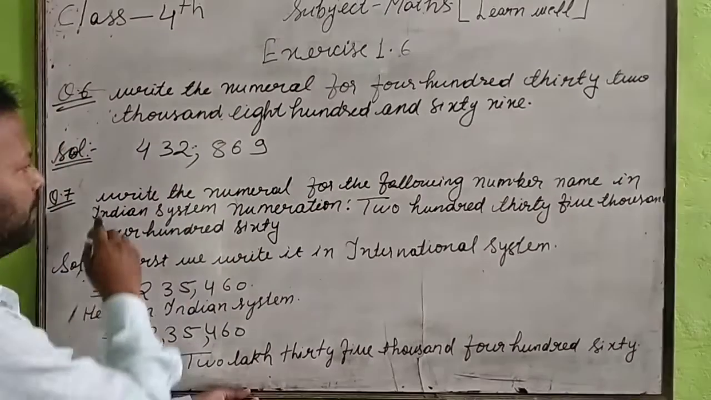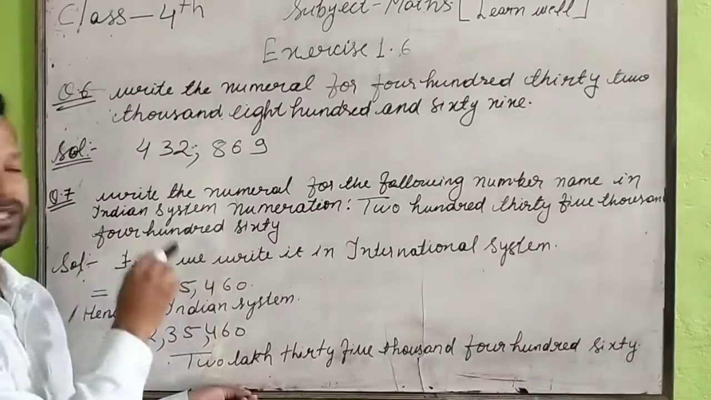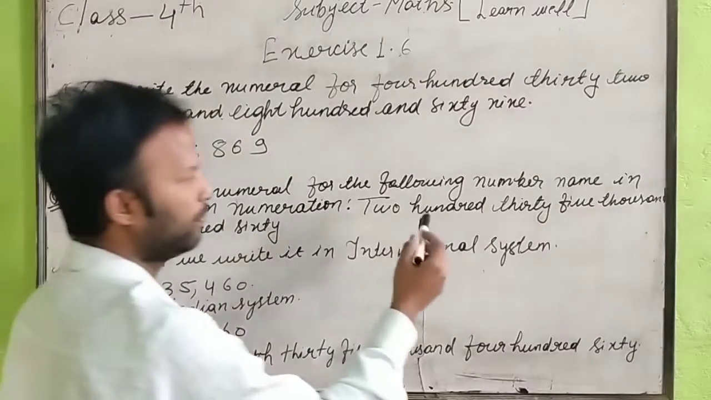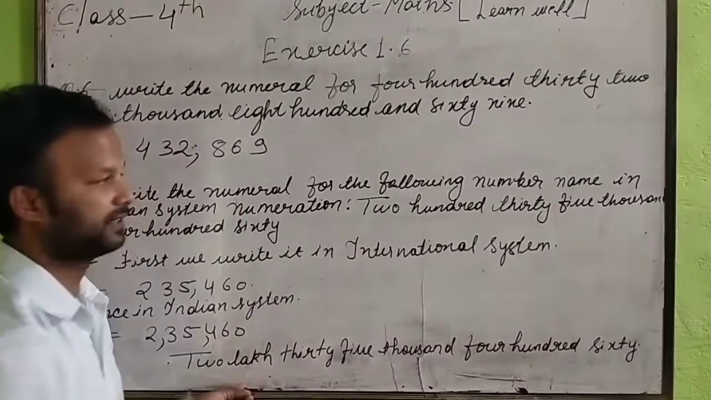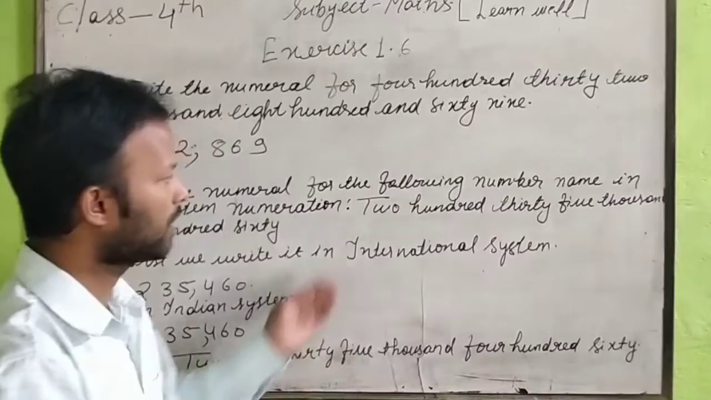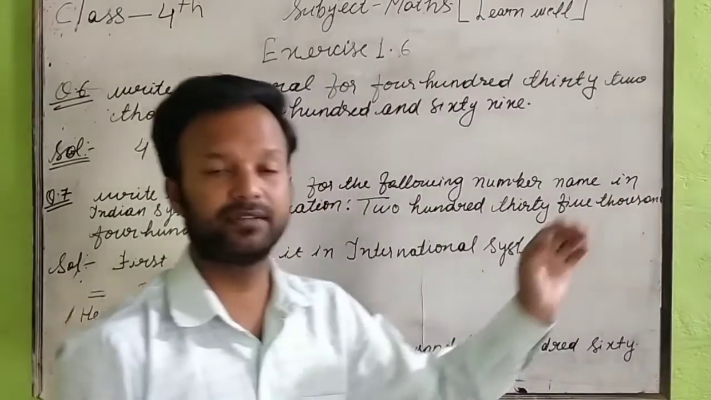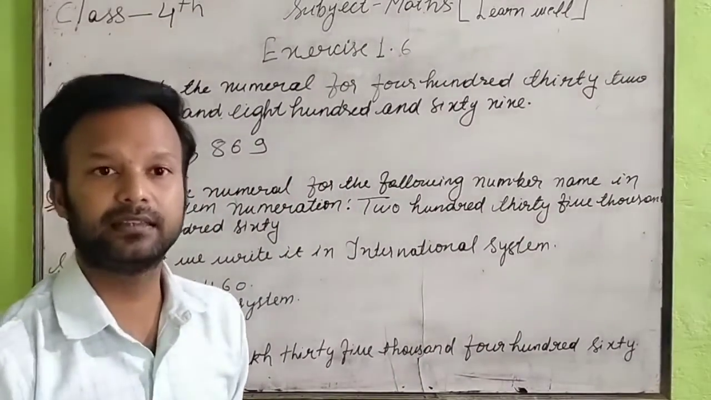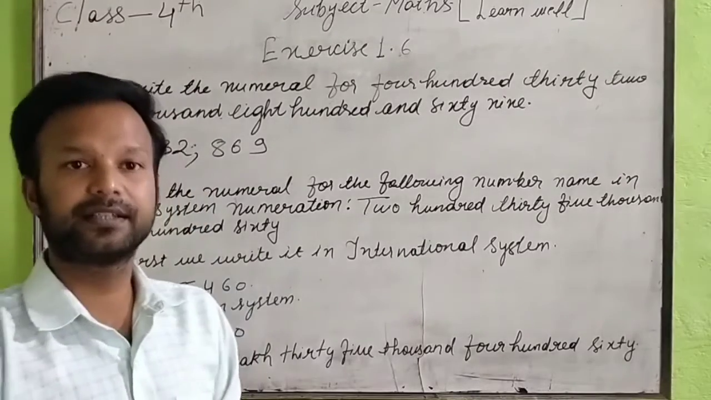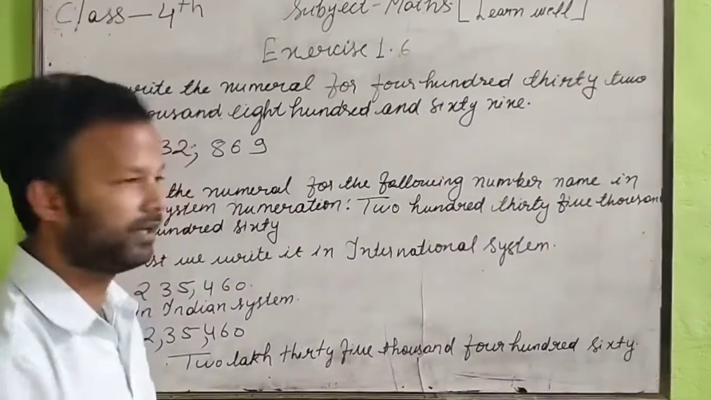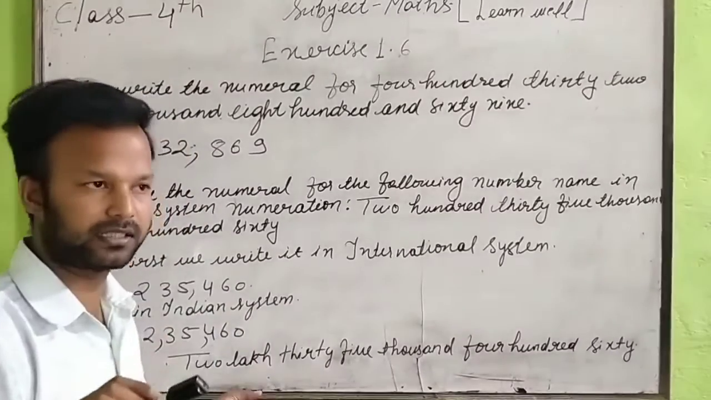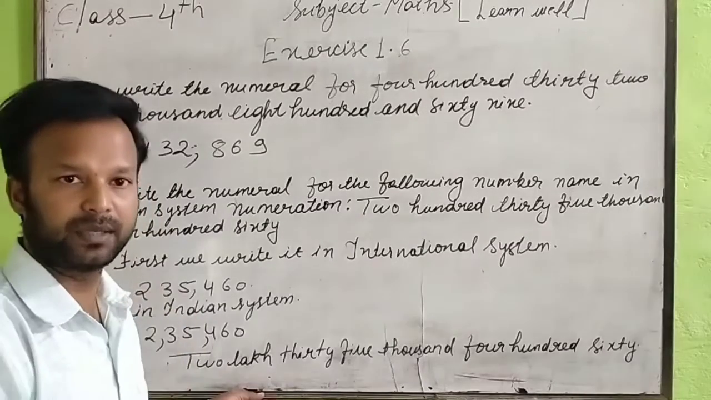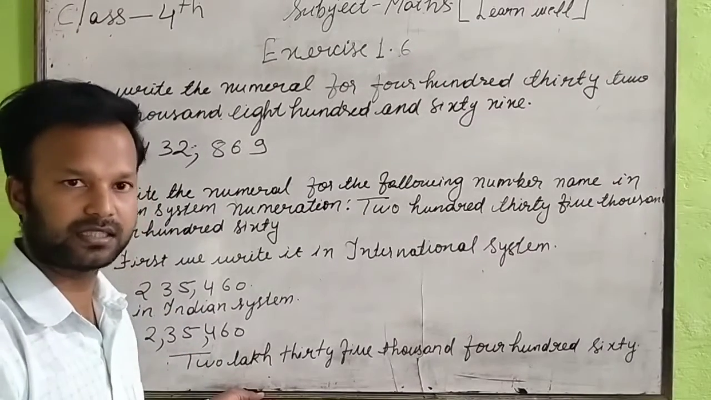Okay, now question number 7. Here the question says write the numeral for the following number name in the Indian system. You are given a number name that is in the international system and they are saying write it in the Indian system and write its name also. So how will we write? First we will write the number in the Indian system.